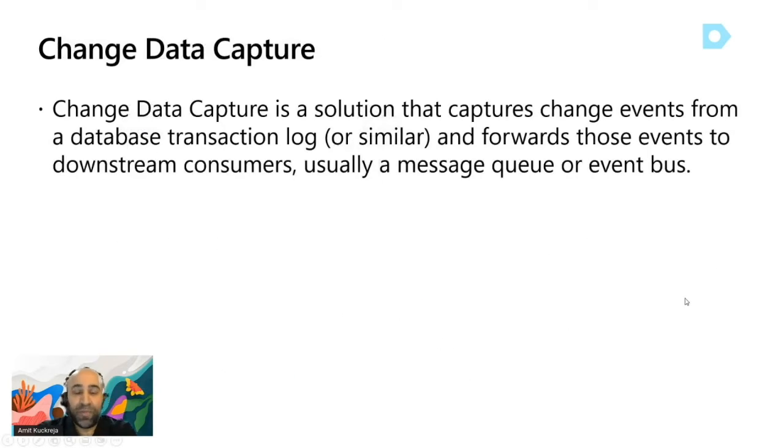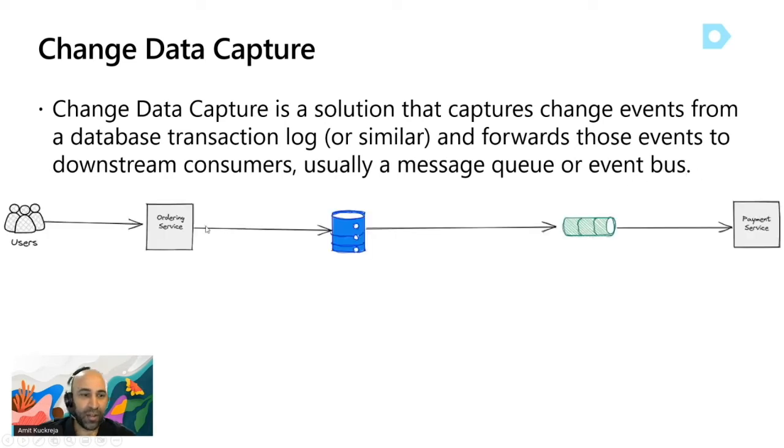Change data capture is one which I wish I had known about earlier in my career. It's basically a solution that captures change events directly from the database and forwards those events to downstream consumers, usually a message queue or event bus. If you think about the ordering service and how it had to send a message to the event bus, another way to do that would be for the ordering service to just store it to the database, and then some way of getting that data out of the database.